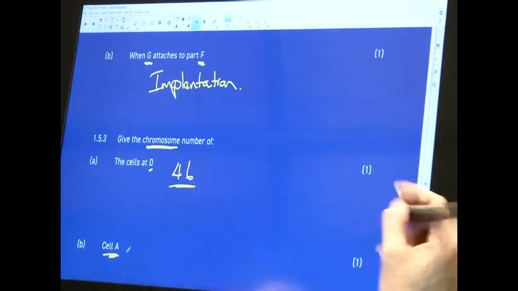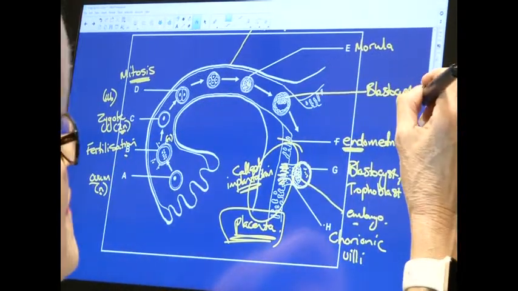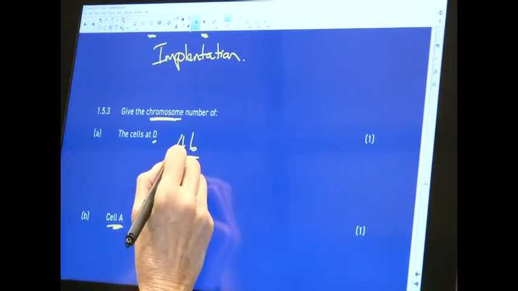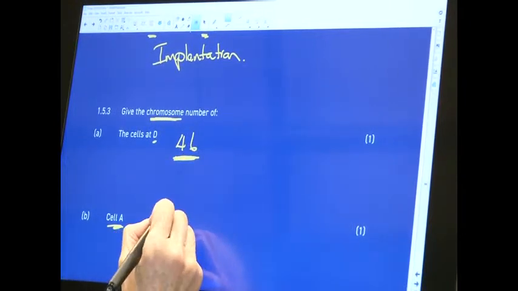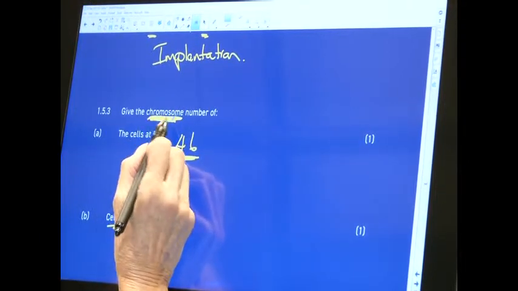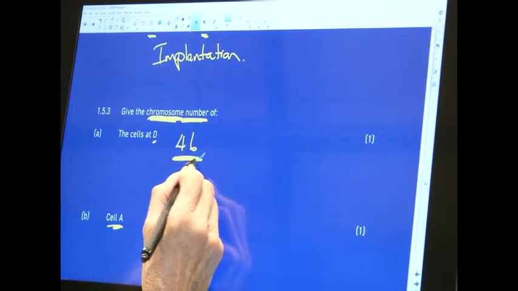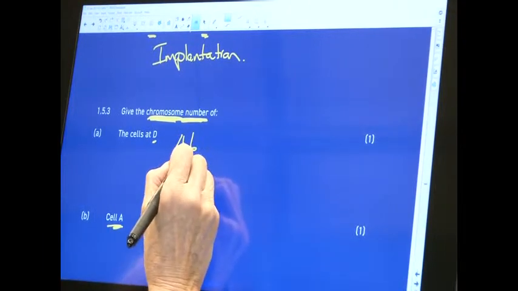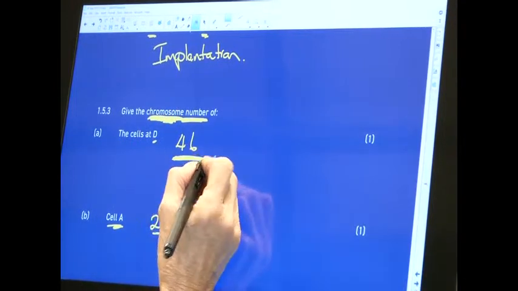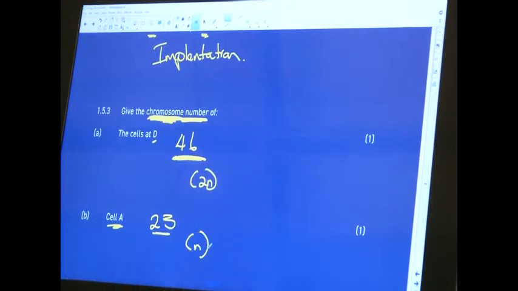And then cell A is probably something that's only got, A, there we go, is the ovum. And the ovum is going to be haploid. Therefore, it only has one set of chromosomes, which is half of 46, which will make it 23 chromosomes. They didn't ask how many chromosome pairs. They asked how many chromosomes. So give the chromosome number. There are 46. I know it's 23 pairs, but that's not the correct answer because they're asking for the number of chromosomes. And here, 23. So 2 sets makes it diploid, and 1 set is going to make it haploid.